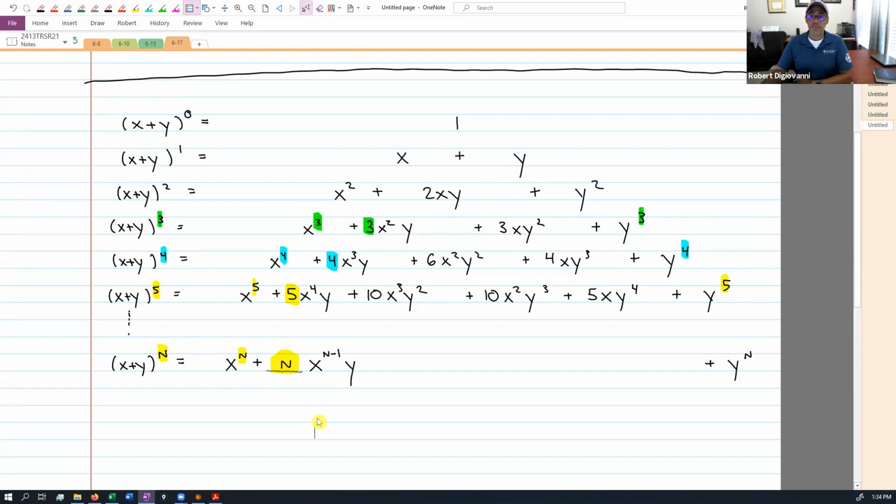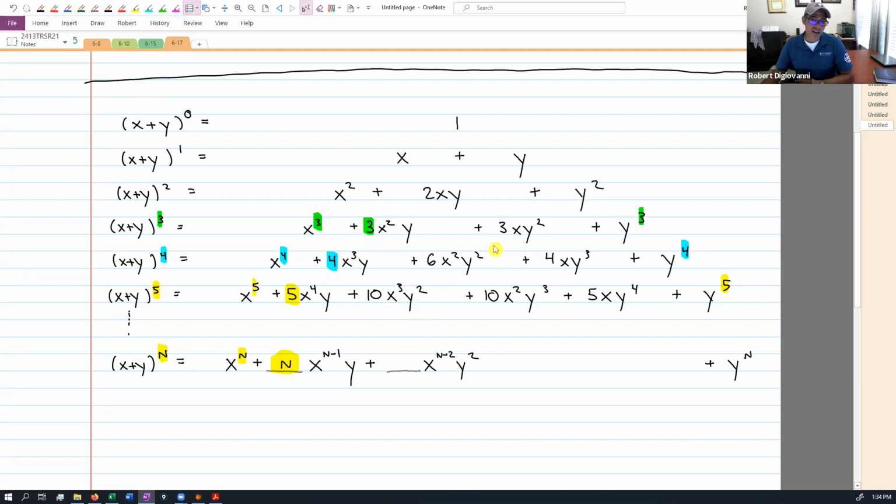Go with me? Plus, now my next one, I'm going to have an x to the n minus 2 and y squared. So that's the next term, because the power on x got decreased again. So I had to take another 1 away, and my power on y came up. And then there's a number in front here, isn't there?